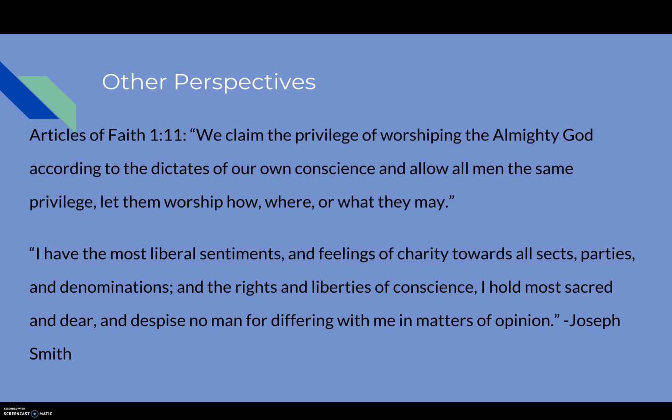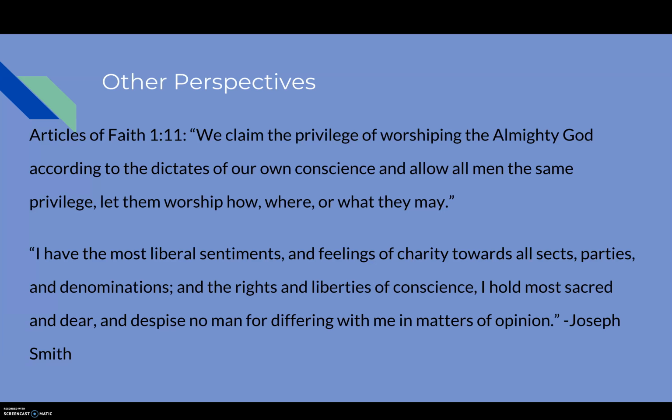Okay, other perspectives. So this is a perspective from our church, the LDS religion, and we found some quotes about it, and it says, "We claim the privilege of worshiping Almighty God according to the dictates of our own conscience, and allow all men the same privilege. Let them worship how, where, or what they may."